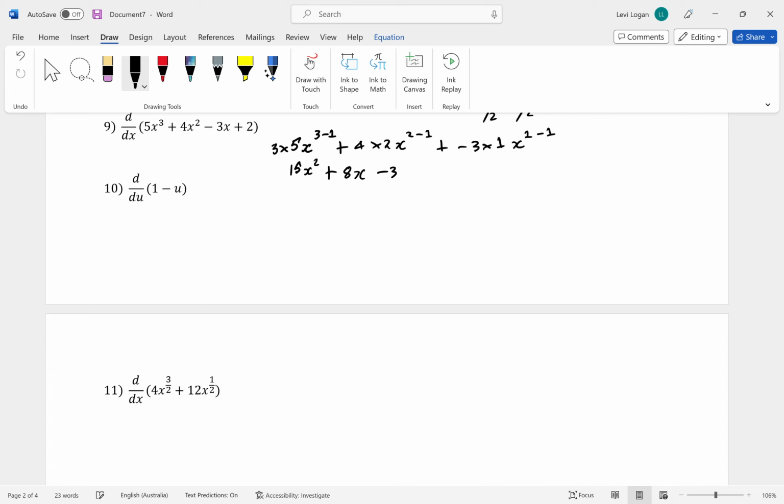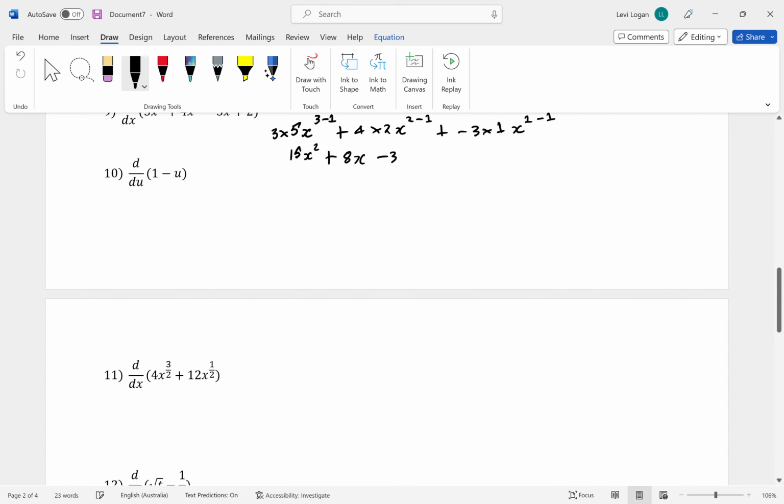Okay? Alright, that's question 9 completely solved. If you want to have a go at question 10, feel free to have a go. So d/du of 1 plus d/du of negative u. Differential of a constant is 0, so this whole thing goes bye-bye. Negative u is the same as u to the power of 1, so bring 1 down the front. u to the 1 minus 1 is just going to be equal to negative 1. Okay, so that's question 10 solved.